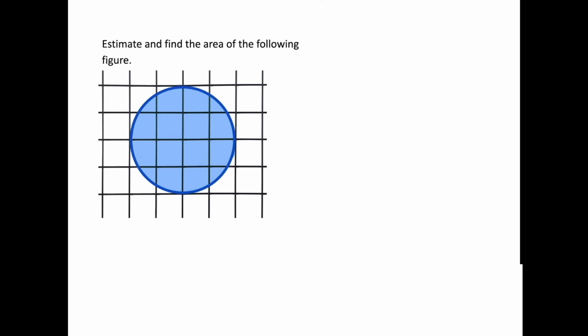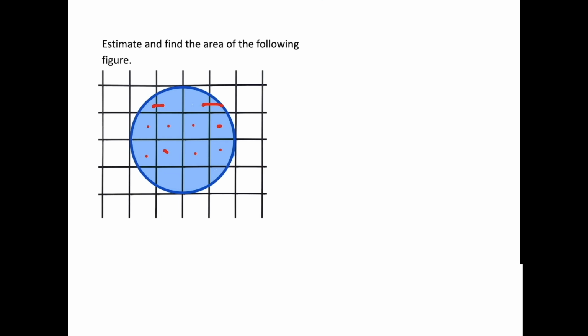This says to estimate and find the area of the following figure, which happens to be a circle. Let's start with our estimation. I count 1, 2, 3, 4 whole squares. We have several that are really close to being whole squares. Let's go ahead and round those up. So we can say this one, this one, this one, and this one are also close, making 8 squares. These two look like they might make a whole square, so that makes 9.